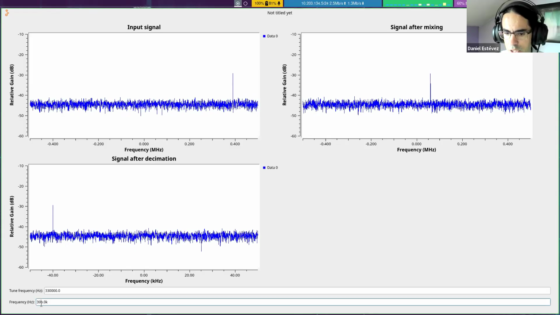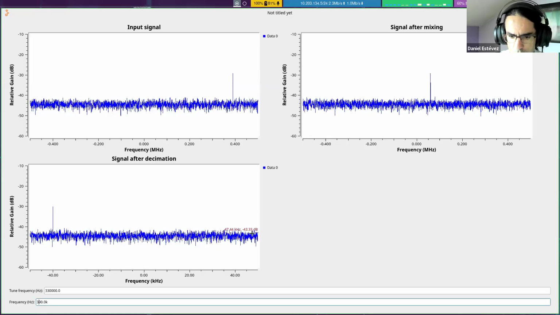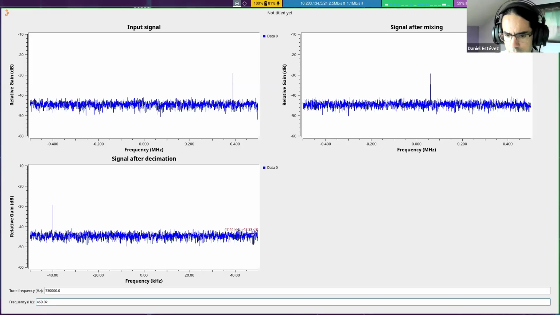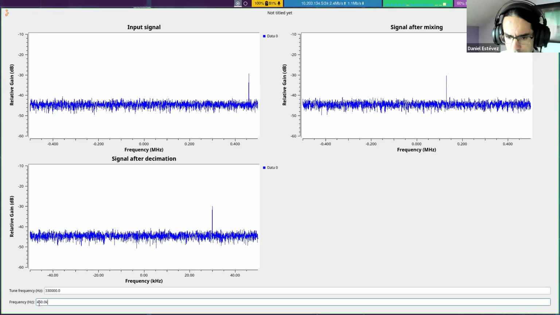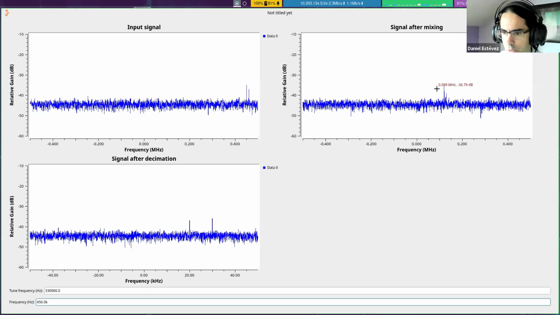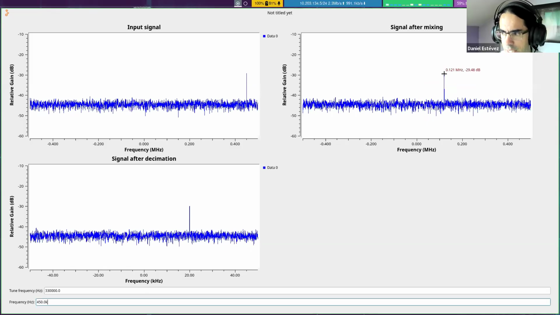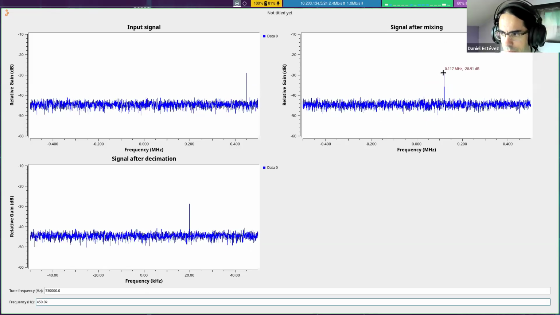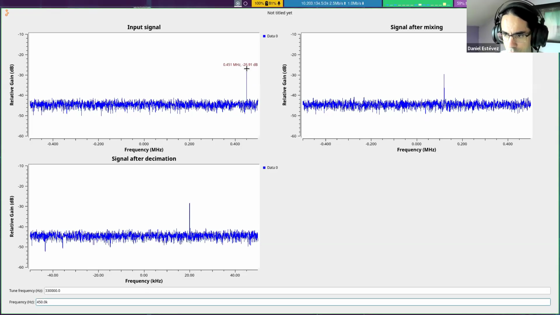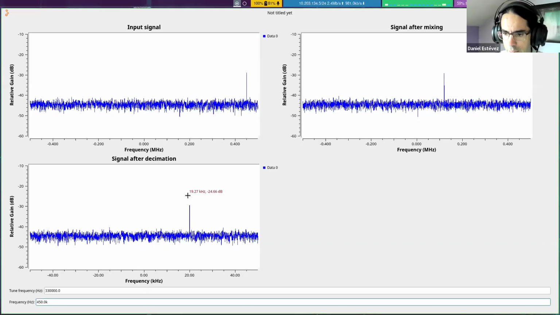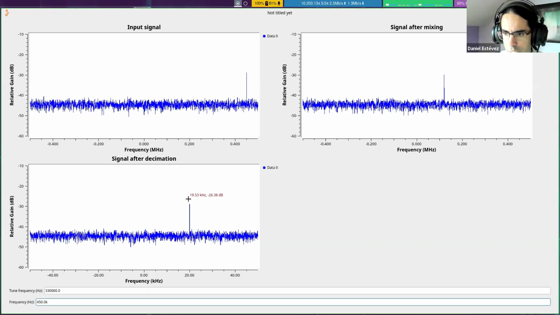20, for example, how much do I need to put here? 460 maybe. That was too much. 450. For example, if I have a signal at 450, this one is supposed to be originally at 450. That also ends up here at 20 kilohertz.